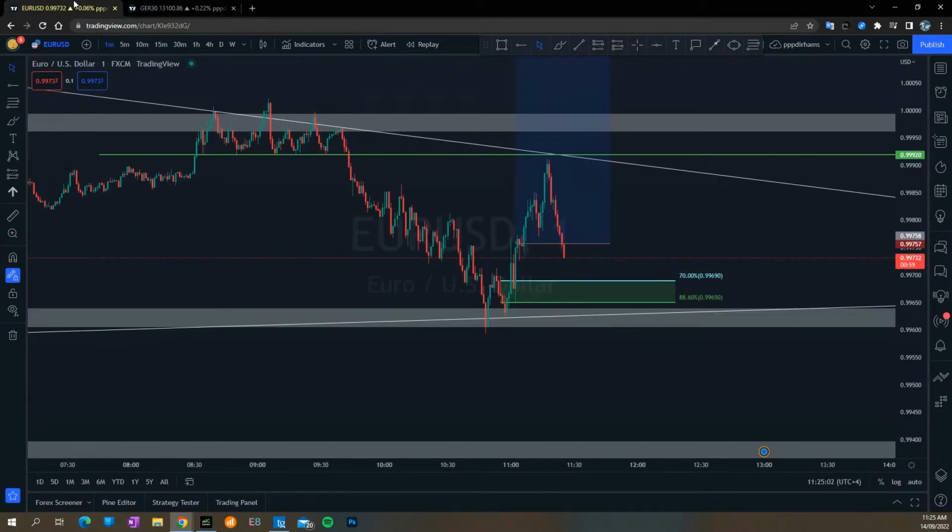Okay. See? So Euro USD is back. We were only able to secure 13 pips. So let's see how price reacts to this level. I'm so interested to see how price is going to react here.